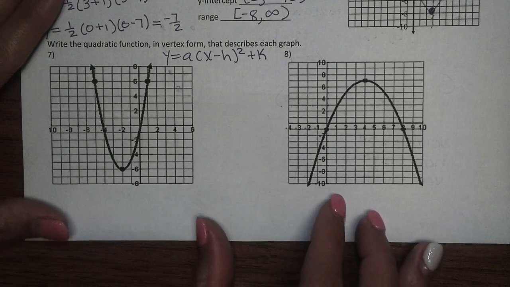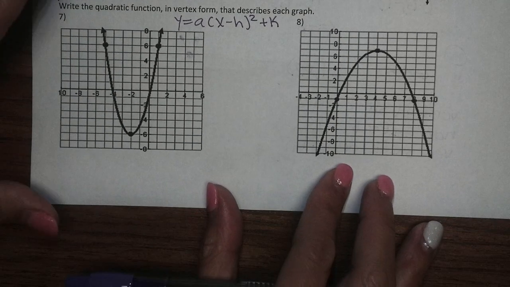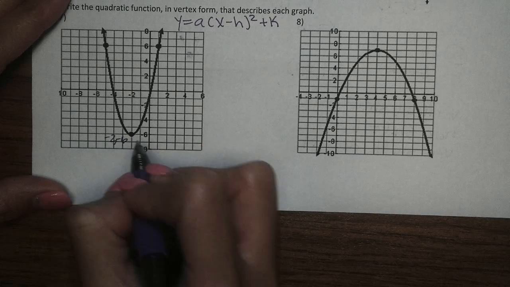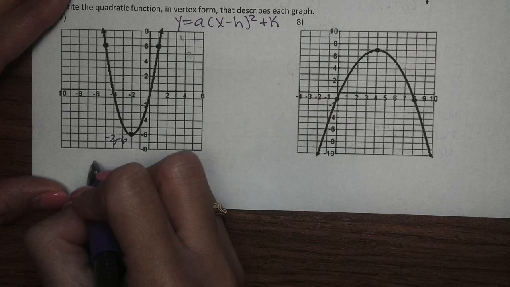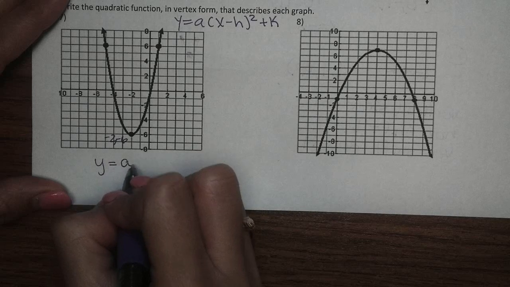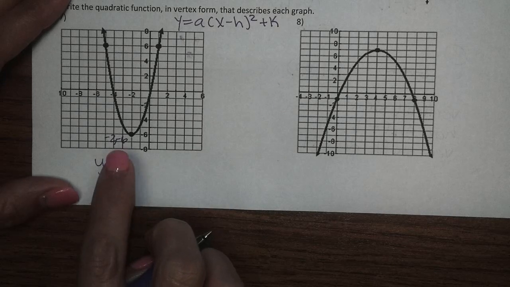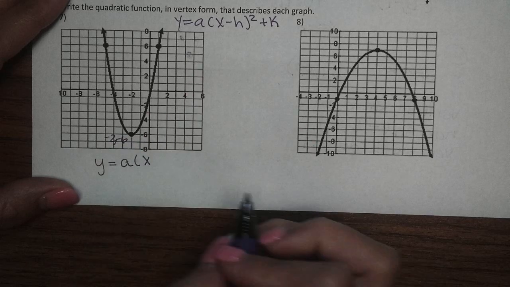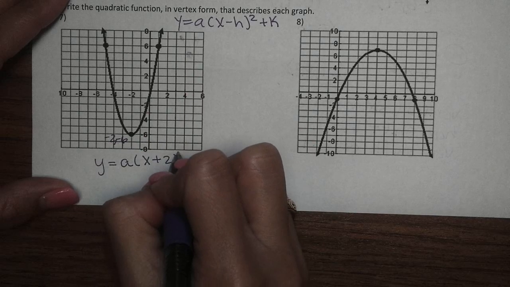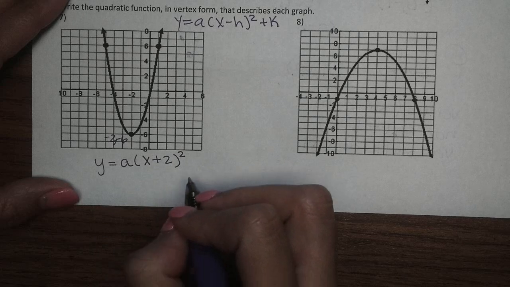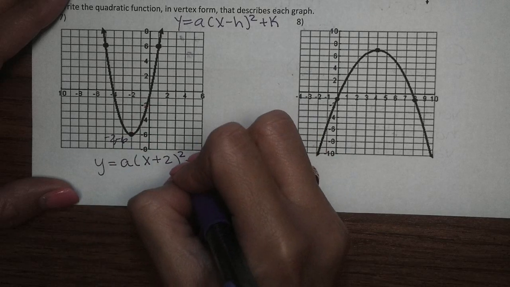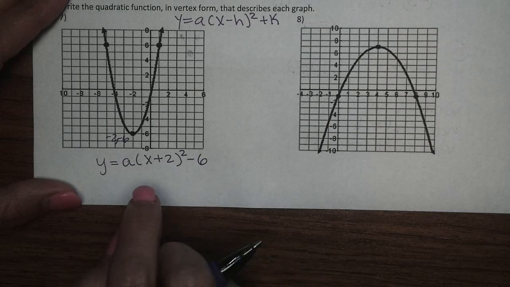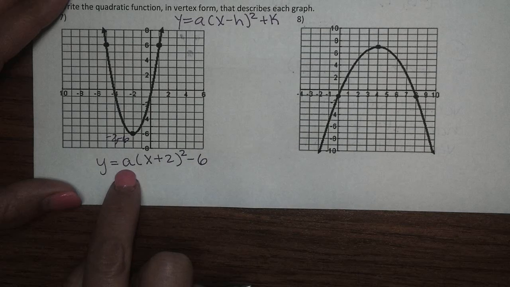So let's do example 7. That has a vertex at (-2, -6). So I'm going to write y equals a. I'm not sure what the a value is for now, but I'll just put a. Then (x minus h), and h is -2, so I'm going to put x plus 2, squared. And then plus k, and k is -6. So I've plugged in the vertex for h comma k. And now I need to solve for the a value.